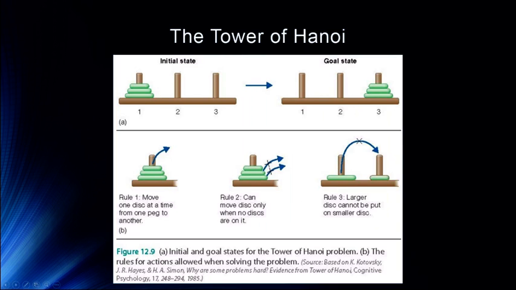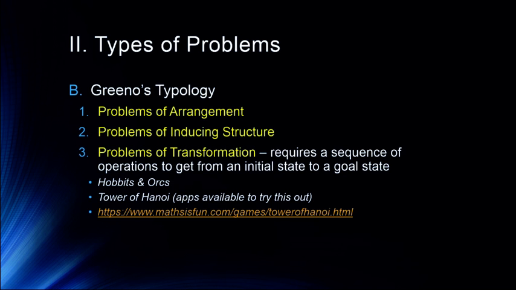Very similar is the Tower of Hanoi or the Tower of London, where you start with these 3 discs, and you move 1 disc at a time. You can only move a disc when there's no disc above it, and a larger disc can never be put on top of a smaller disc. And so we are transforming this into a different arrangement. There are apps available for your phone if you want to try this out, if you're kind of bored. It's an interesting way to see how these kinds of transformation problems work. We actually saw this problem earlier when we talked about patient HM and his ability to learn this problem with no memory of having done so.